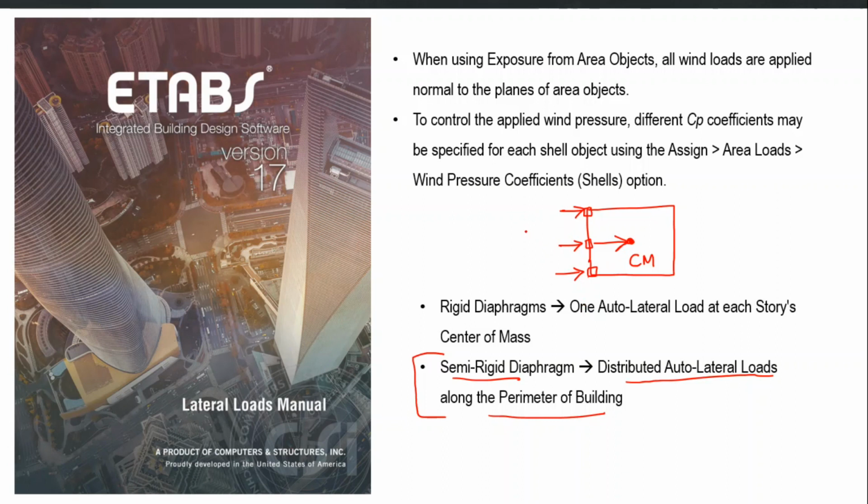So you can even see that in ETABS, once you make the wind load case, you have an option to view the applied wind loading also. For the rigid case, you will see only one loading per floor. But for the semi-rigid case, you will see several loadings per floor, which are distributed among different lateral load resisting elements, for example, columns and shear walls.